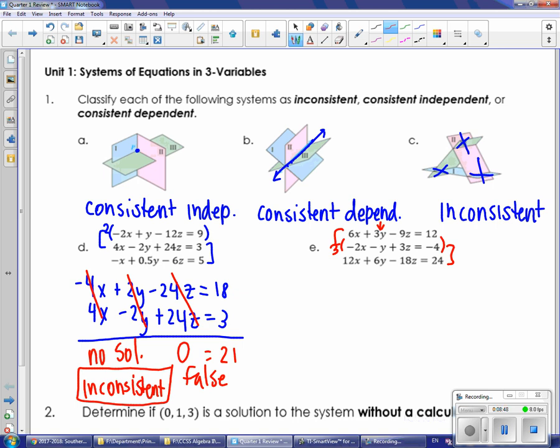So I'm going to bring the first equation straight down. 6x plus 3y minus 9z is equal to 12. And if I distribute through that 3, I'm going to get a negative 6x minus 3y plus 9z.